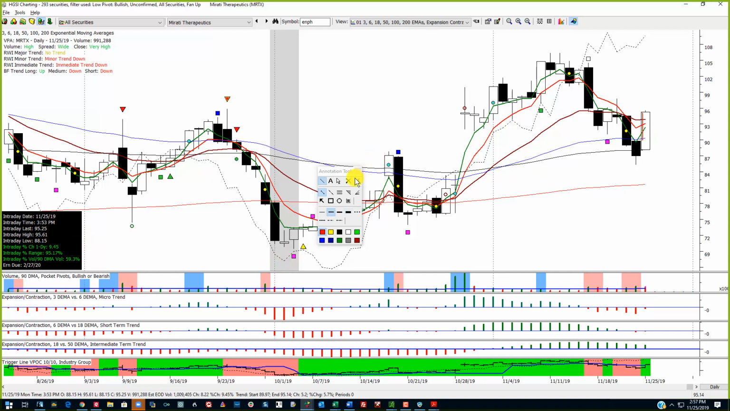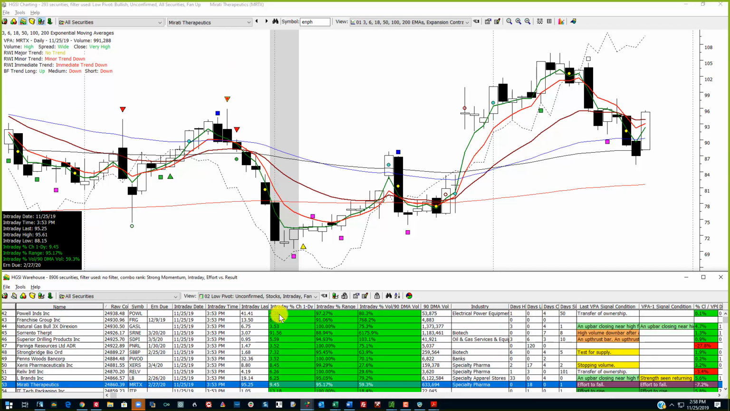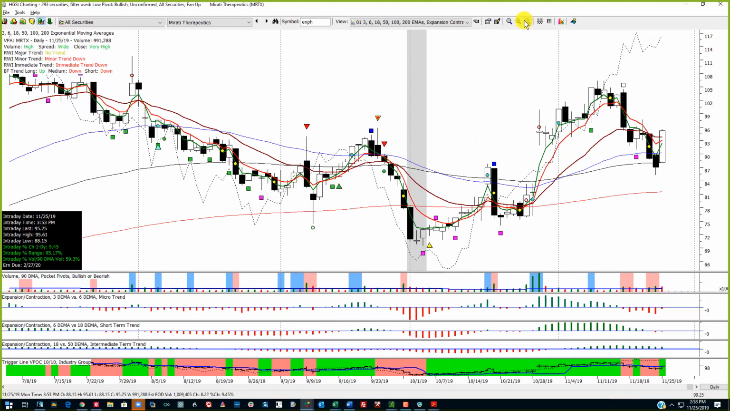So this would have been another excellent low-risk entry from a pivot. And this all comes up in HGSI. It's a specialty pharma. I don't know how many of you would even want to touch it, but it's there. And once again, this worked. Now I'm going to show you how the personality of this stock has changed over the months.